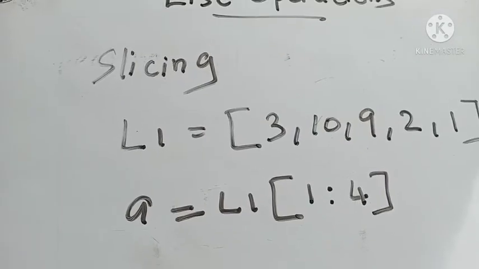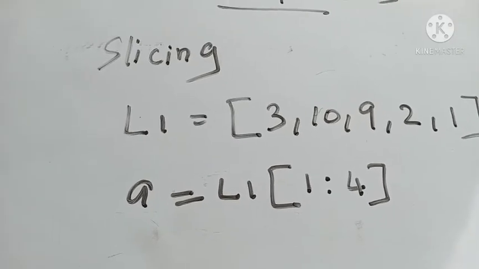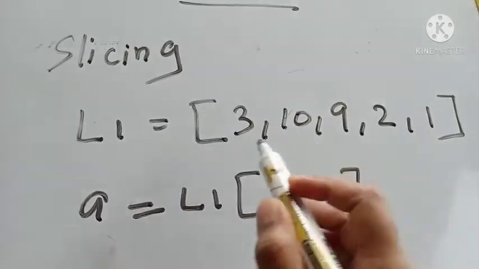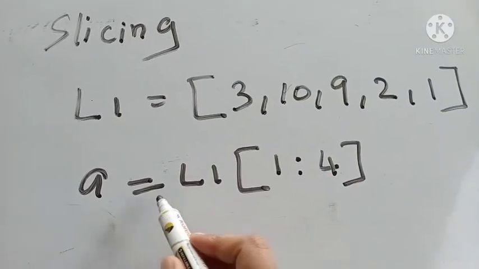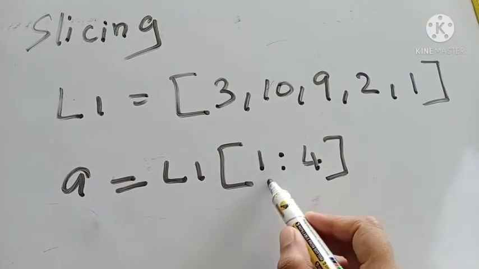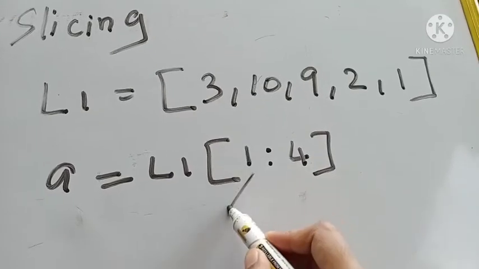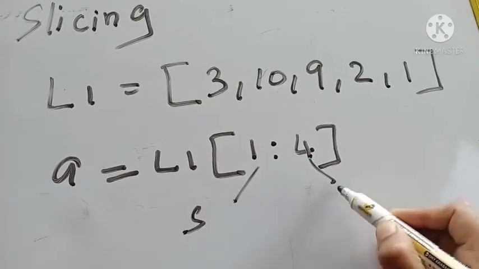Okay, and the third operation is nothing but slicing. Already we know what is slicing, right? Let me give you a small example. L1 equal to 3 10 9 2 1. A equal to L1 of 1 colon 4. This is the starting value, this is the ending value. Starting value, end value, right?